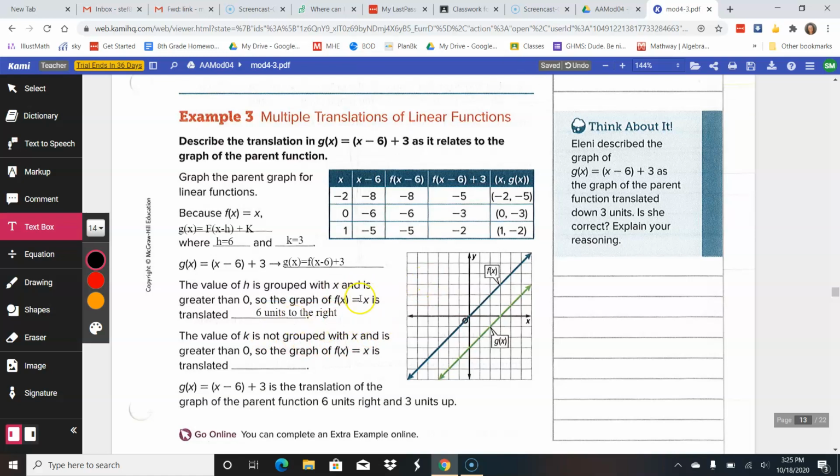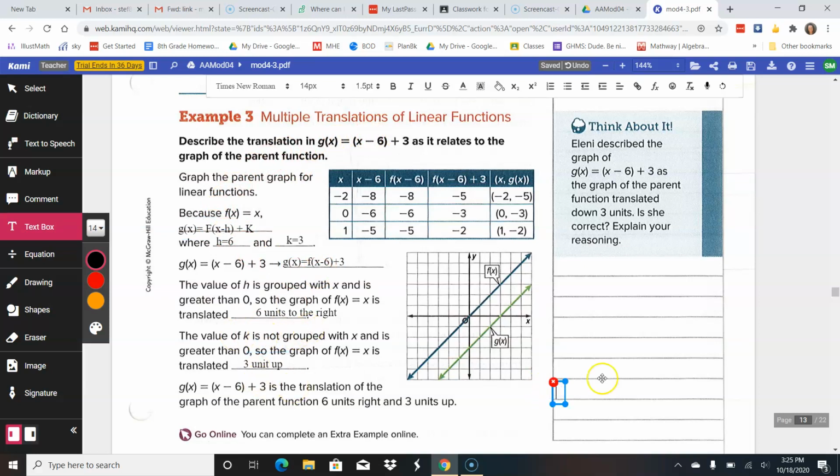So that parent function is being translated. However, now I'm dealing with the k, that's the number outside the parentheses. That k is plus 3. So I'm going to be going 3 units up. There you go. Okay, 3 units up. So that's what's happening in relation to the parent function. I'm comparing this guy here to my parent function. I'm moving 6 units to the right and 3 units up. So that's exactly what that means there. Okay. What's next?